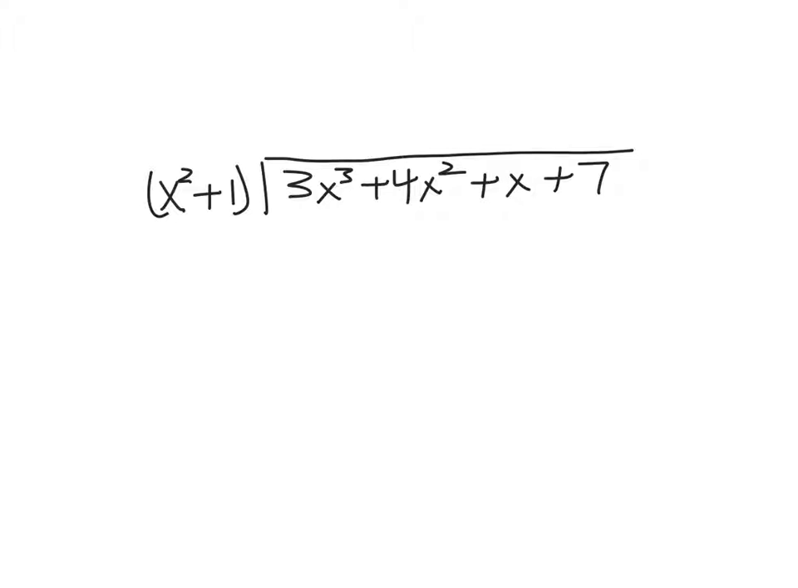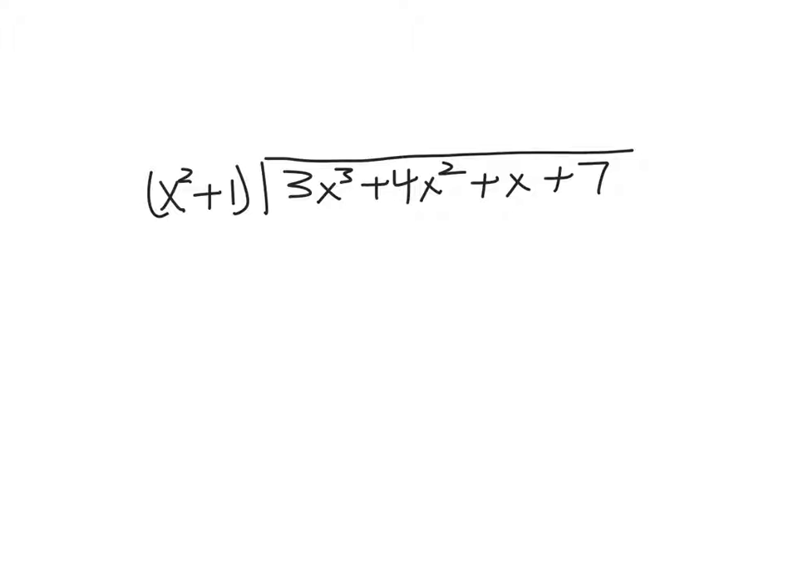Okay, I'm going to do the problem that you were talking about from the book. And first, to get some terminology correct, we have two polynomials, 3x cubed plus 4x squared plus x plus 7, and we're dividing it by x squared plus 1.